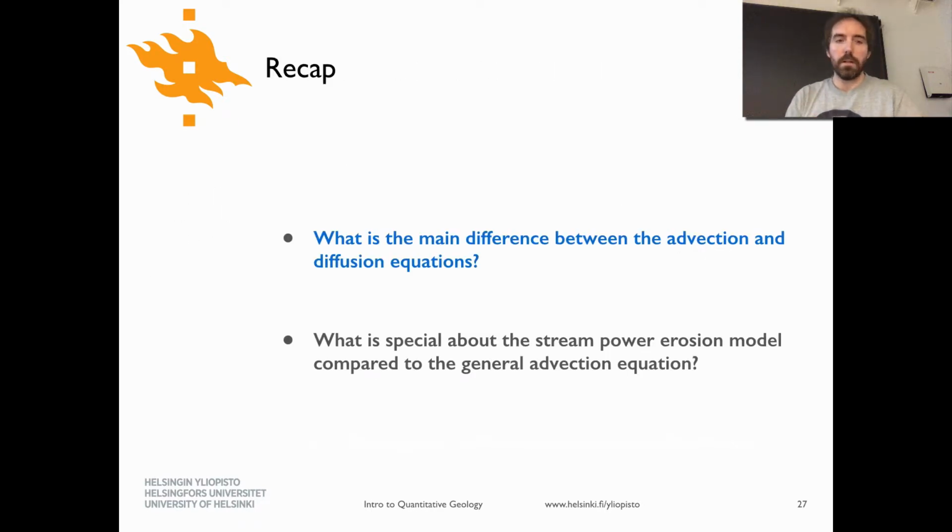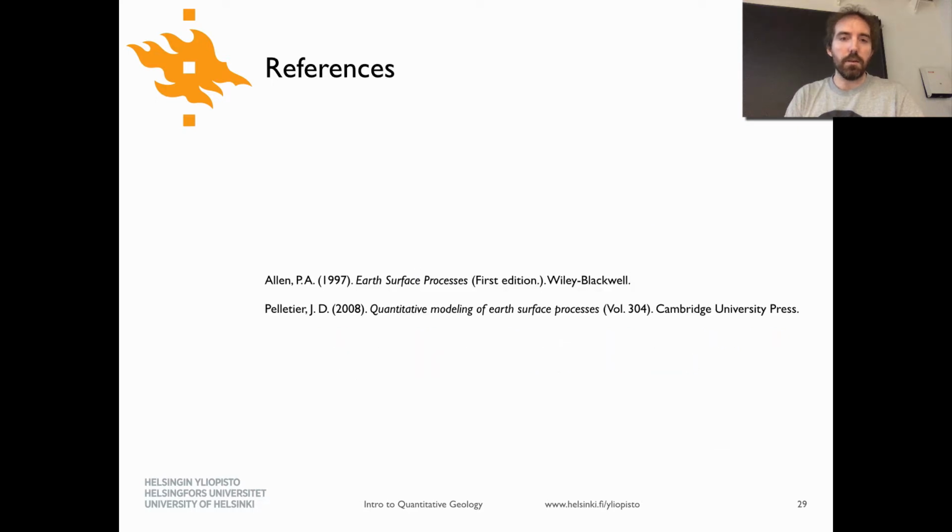So yeah, we're going to skip these kind of recap questions because I don't feel like doing them. Are there any questions about this advection equation stuff?